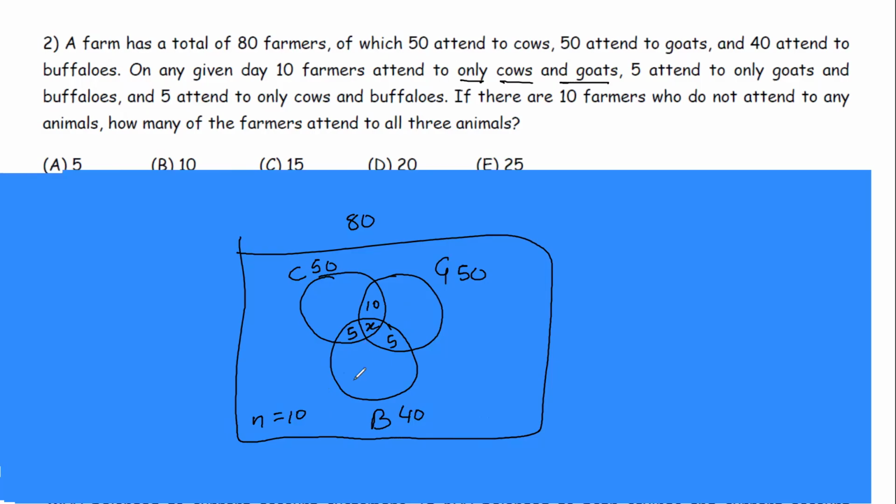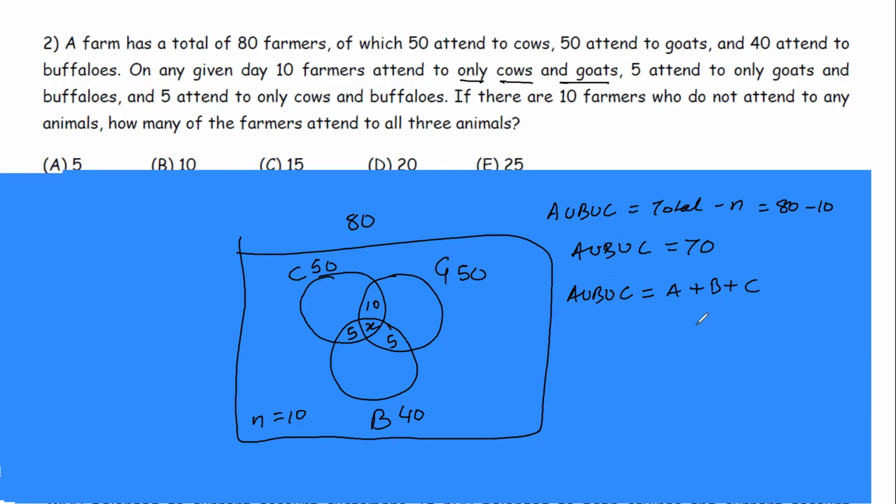This time, there is another formula that you need to remember. A union B union C is equal to total minus n. So that is 80 minus 10. So A union B union C is equal to 70. Now this A union B union C is equal to A plus B plus C. So this time, how are we going to do the math? Understand this.